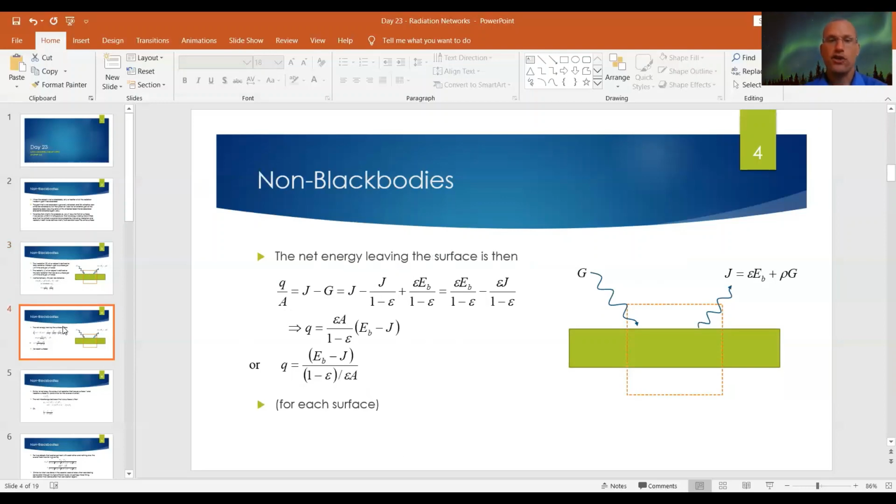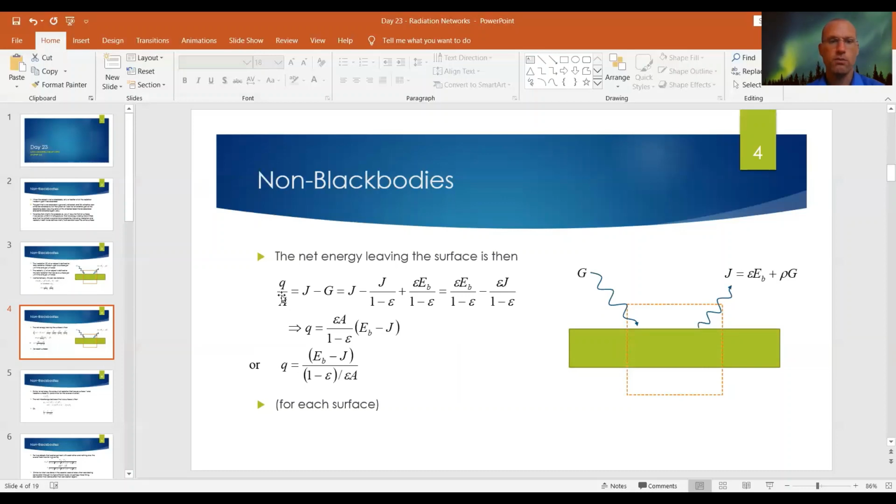Then if you look at the net energy leaving the surface per unit area, so J is leaving, G is coming in, net out minus in, J minus G. So J minus that G, and we can replace the equation we had before. And then these two terms both involve a J, so I can combine them. So basically put this common denominator, 1 minus epsilon on top, expand it out, things cancel. I'm left with epsilon EB over 1 minus epsilon minus epsilon J over 1 minus epsilon.